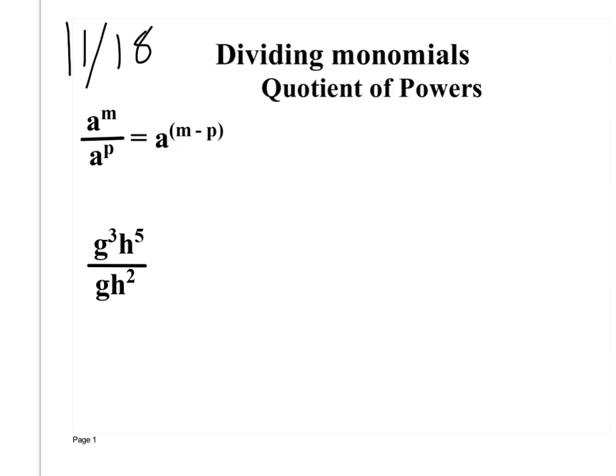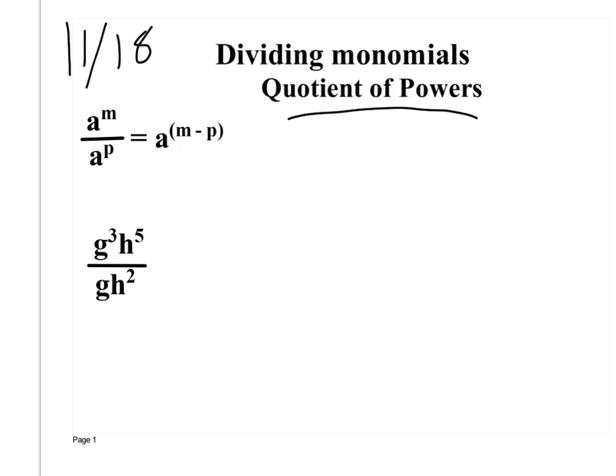Today we're going to be dividing monomials. We were multiplying yesterday. You need to understand what the quotient of powers is. When you're dividing bases that have the same base, yesterday when we multiplied bases, we added exponents. So guess what you're going to do today when you divide bases? You subtract the exponents. So a to the m divided by a to the p, you subtract m and p.